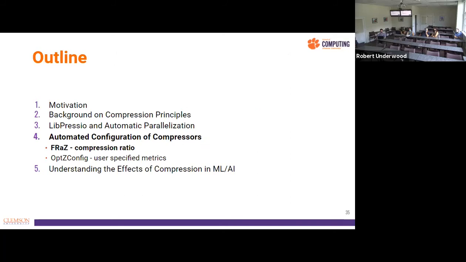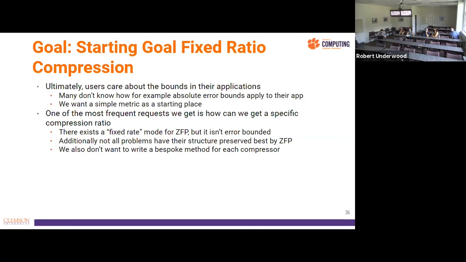So now we're going to turn our attention to automated configuration of compressors, beginning with my work, FRAS, which attempts to compress data to a fixed compression ratio. So what's our goal? Ultimately, users don't care about point-wise bounds on their applications, or at least most of them don't. What they want to bound is some quality metrics.